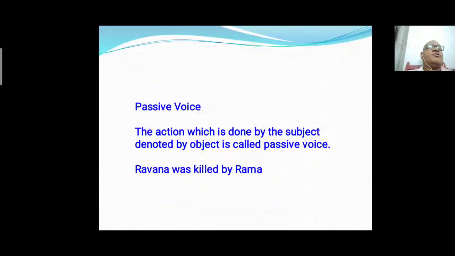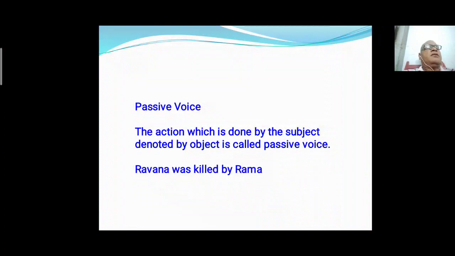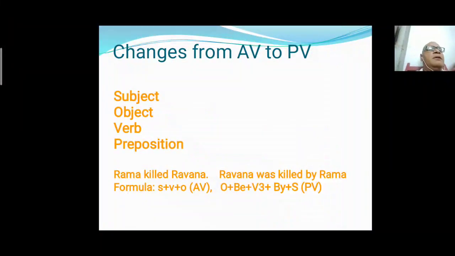In a similar way, we can have a definition for passive voice: the action which is done by the subject and denoted by the object. Done by the subject, denoted by the object. Ravana was killed by Rama.